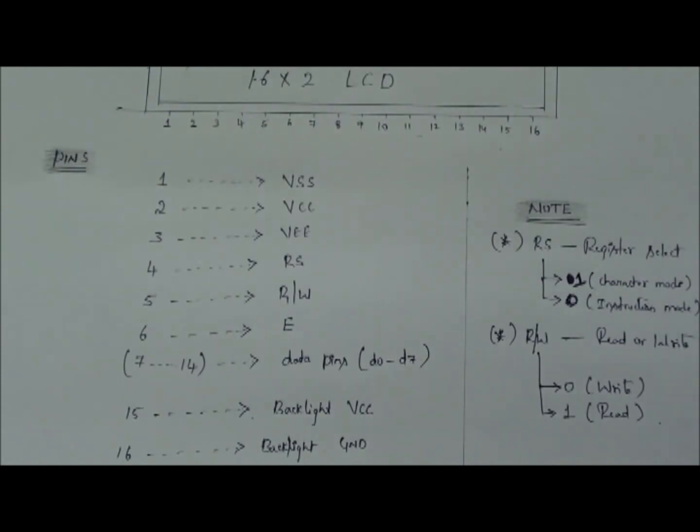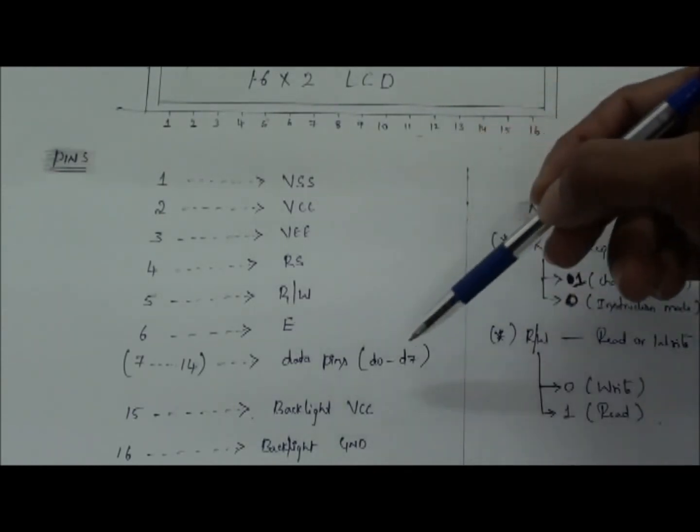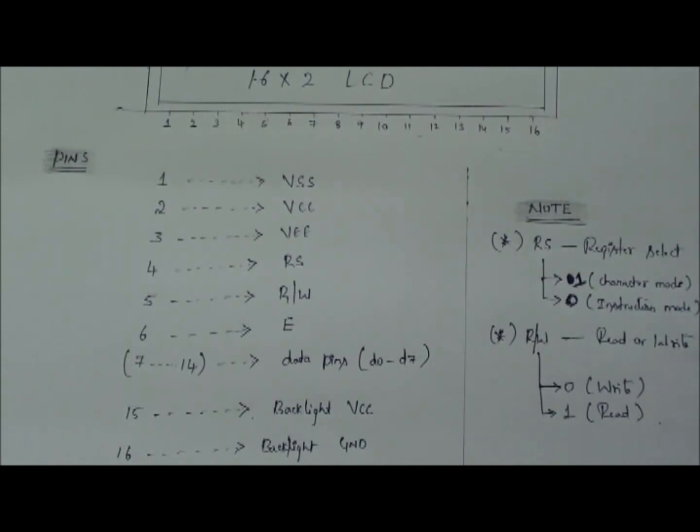The LCD has 2 operating modes, instruction mode and character mode. Depending on the status of the pin, the data on the 8 data pins, that is D0 to D7, is treated as either an instruction or as character data. You have to set 0 to operate it in the instruction mode. The instructions may be like clear display, move the cursor, etc. You have to set high to operate it in the character mode.